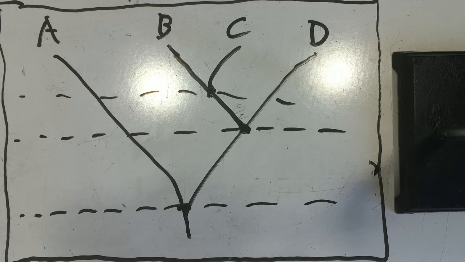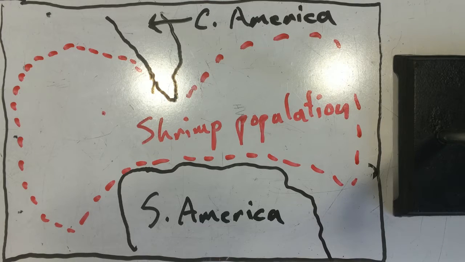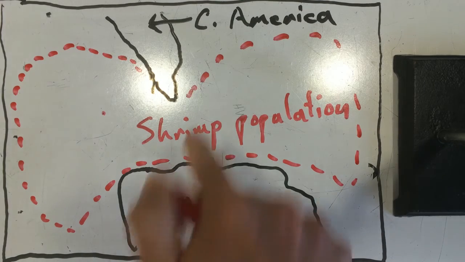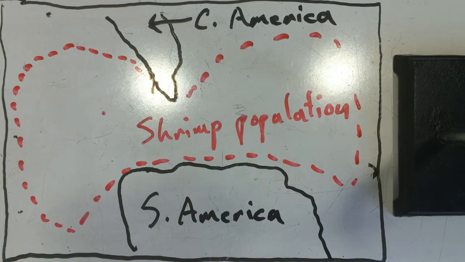So the question is, can we do this with species? Can we look at species DNA and determine their evolutionary history based on it? So to answer this question, we're going to rewind a couple million years, back to a time when Central America and South America were not connected.